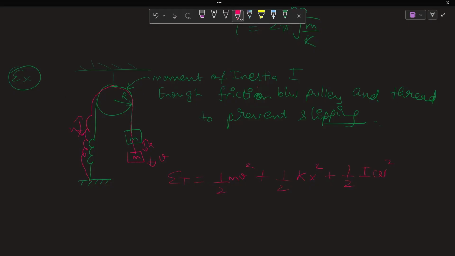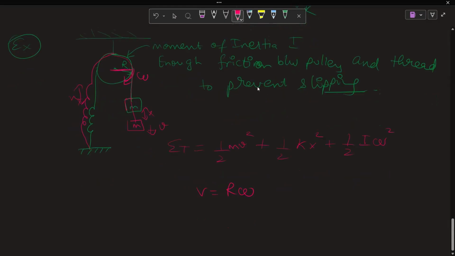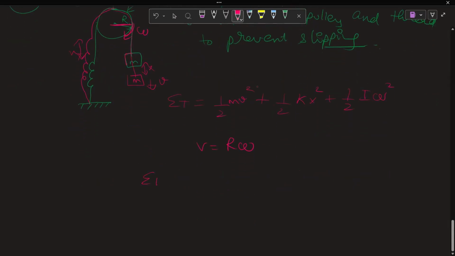Now, why I omega square? Because the moment of inertia of the pulley is also given, and it is also rotating while we are moving the box downwards, right? When we are moving this box downwards, this pulley is also rotating in this direction with some angular velocity omega. v is equal to r omega. Just solve this. E_T is equal to half m v square plus half k x square plus half I omega square, which is v square by r square.